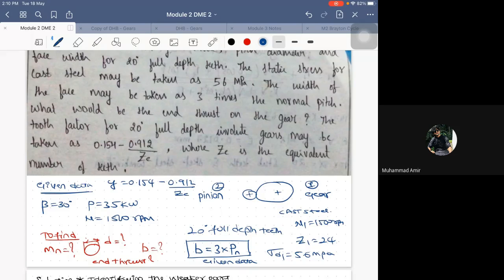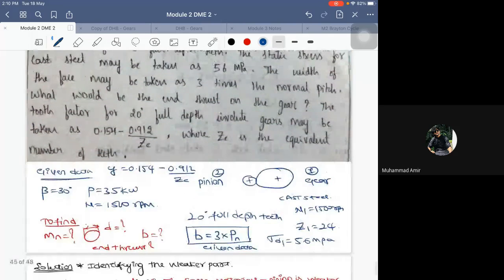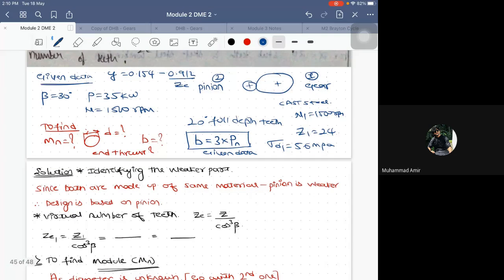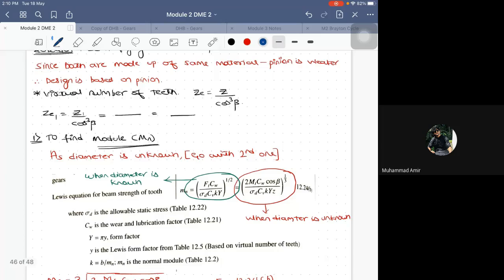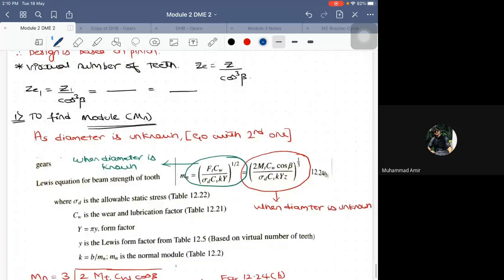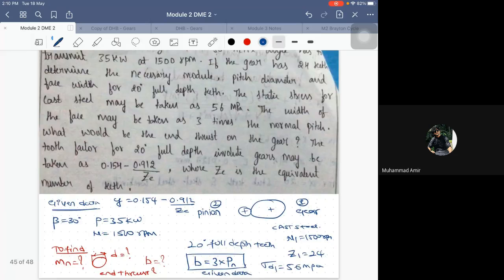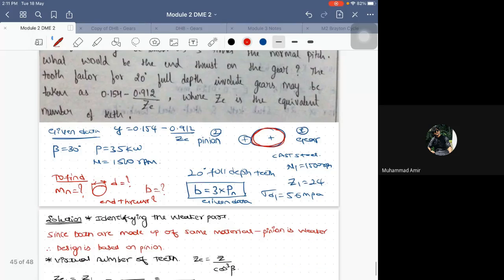Now, what is your first step in the problem? It's to identify the weaker part. Since both are made of the same material, the pinion would be the weaker. First of all, in this particular problem, if you observe, he has not even bothered about the pinion. He is just asking with respect to only one gear. So no velocity ratio, nothing. He's just asking us to calculate the parameters confined to only one gear. So we'll just move on like that.